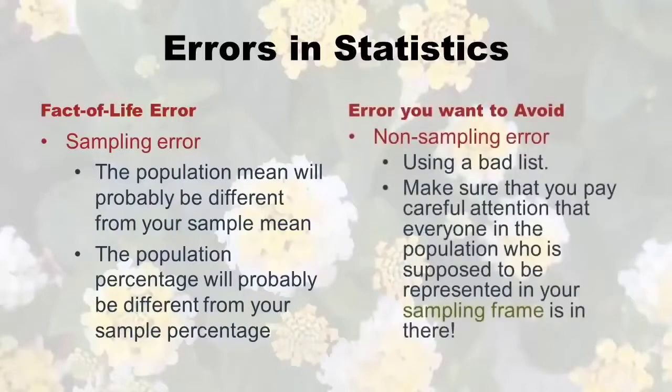But then there are other errors in statistics which are actually bad, and it means you made a mistake. It's literally mistakes. As you go through learning about statistics, it's almost like you have to ask somebody, is this one of those fact of life errors, or is this one of those errors you want to avoid? Well, we just talked about sampling error. That's just a fact of life error. But errors you want to avoid, non-sampling error, that's basically using a bad list.